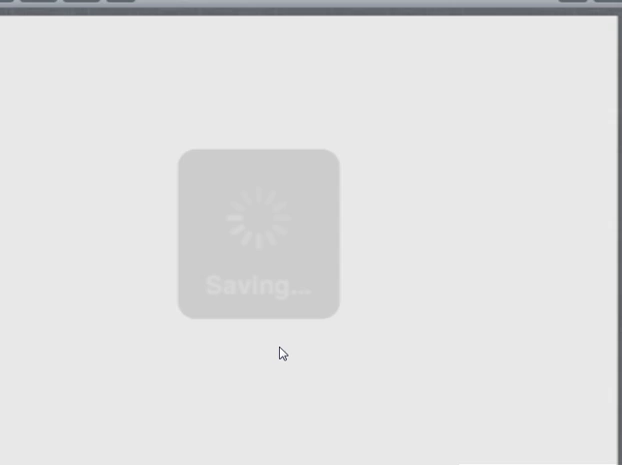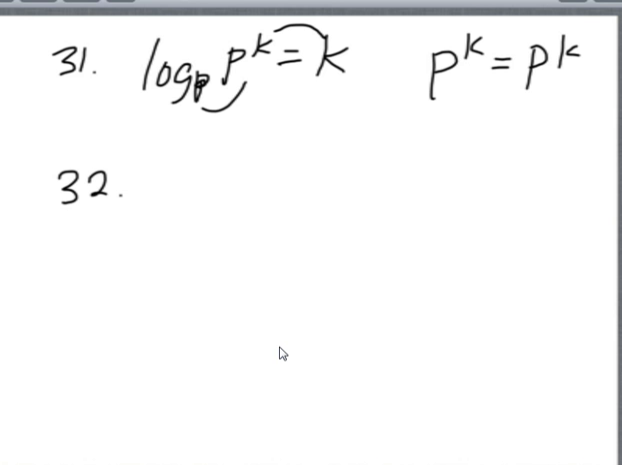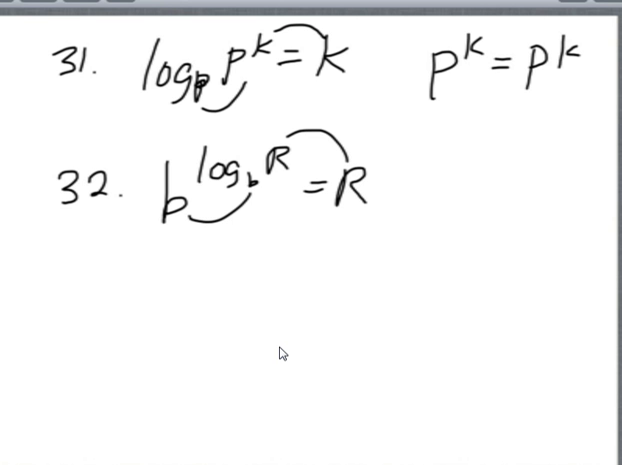Now let's look at the basic principles that we see in 31 and 32. 31 says log base p of p to the k equals, I think you recognize that is k. If these two match, these two match. Because this is saying p to the k is equal to p to the k. 32, b to the log base b of r equals r. Bases match, the answer matches. Because I could write this as log base b of r equals log base b of r. So if the bases match, the exponents match. If the bases match, the answers match.